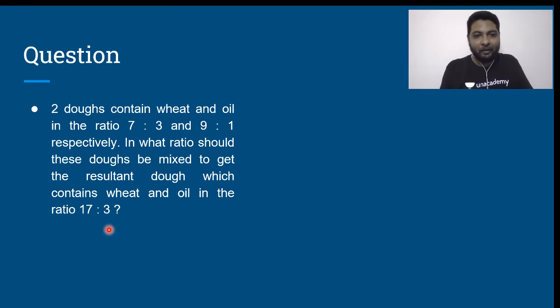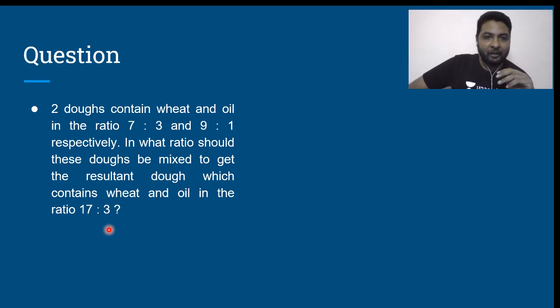Can we solve it orally first, even without using paper and pen? See, 7 is to 3, that means 7/10. 9 is to 1 means 9/10. 17 is to 3 means 17/20. Right? So 7/10 is same as 14/20.